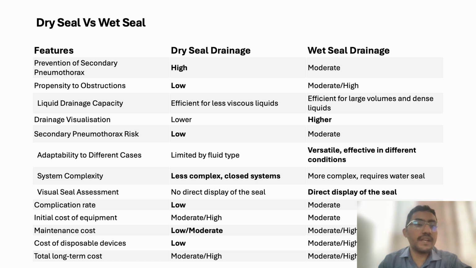Similarly, the maintenance cost is lower in the dry seal, whereas it is moderate to high in the wet seal, and overall cost is also lower in the dry seal drainage system, whereas it is slightly higher in the wet seal. So dry seal drainage overall is a less complex but more efficient system if we have to remove pneumothorax or serous collections, whereas wet seal drainage is more efficient to remove viscous fluids or if there is blood, because we can see the quality of the effluent.